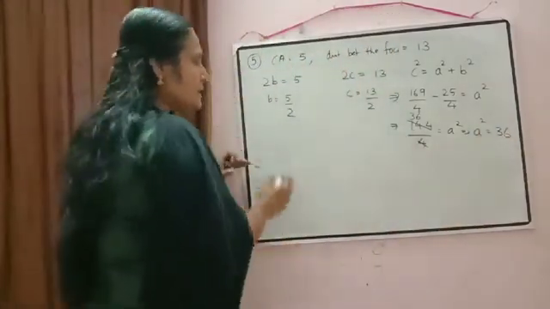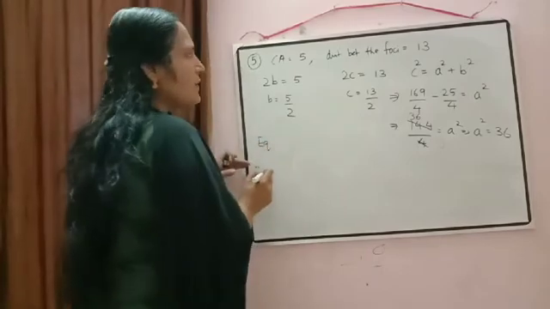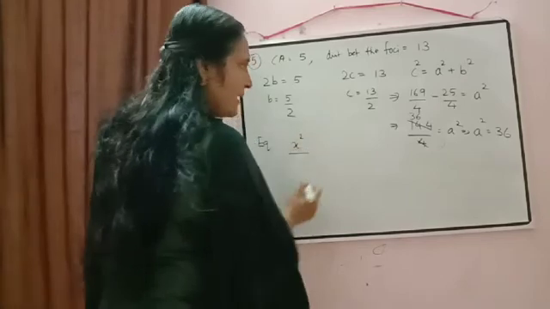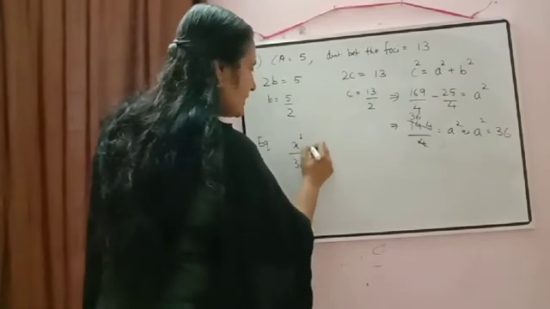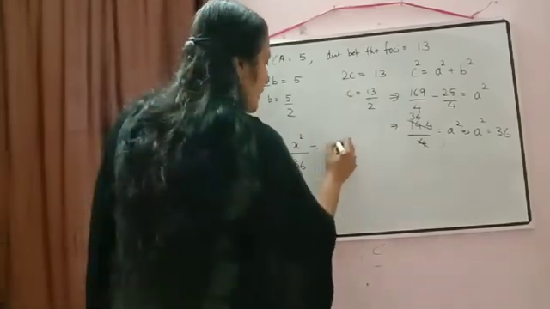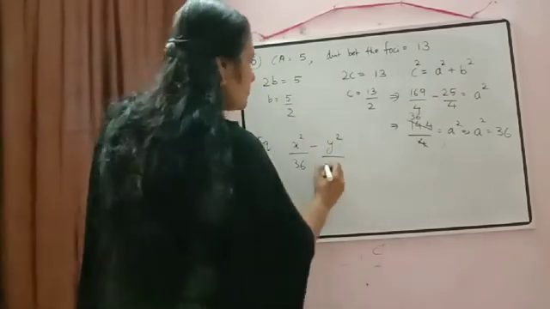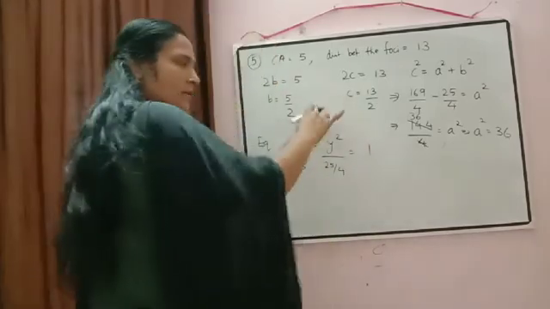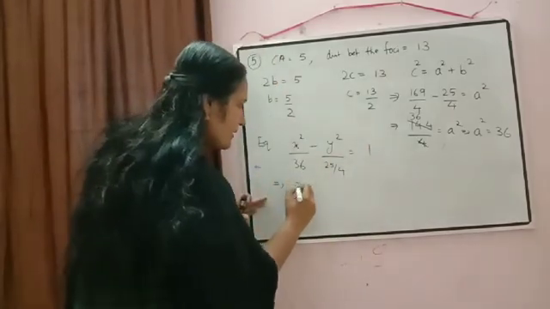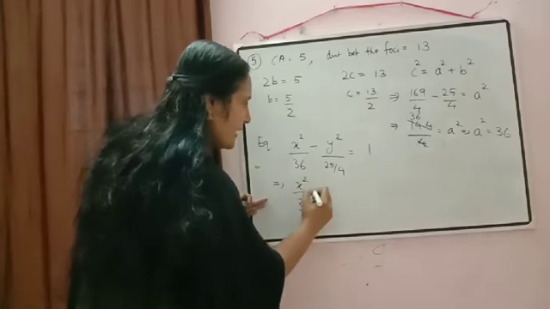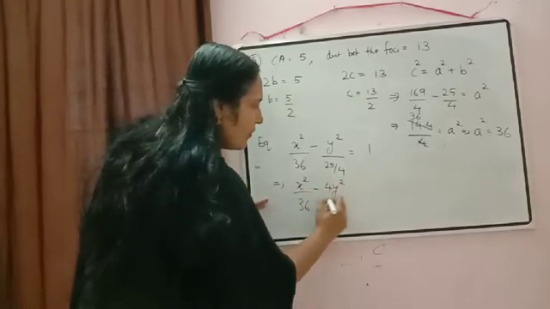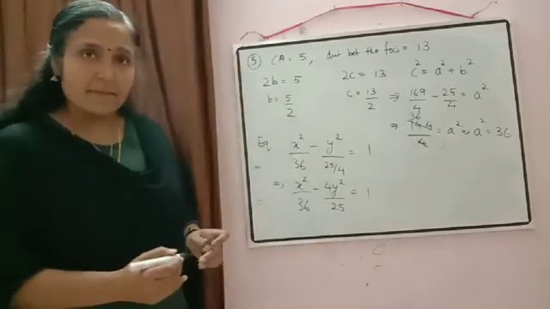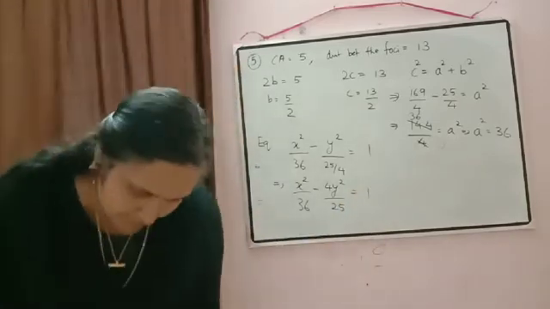Now write down the equation there. What will be the equation? Nothing is given, so we will take the standard equation: x square by a square, so x square by 36 minus y square by b square, so b square will come here, 25 by 4, is equal to 1. You can shift 4 to the numerator. Then we will get here x square by 36 minus 4y square by 25 is equal to 1. Okay. Question is clear? Okay.